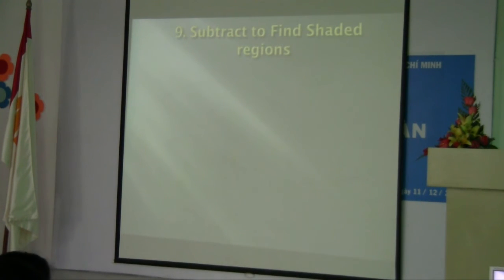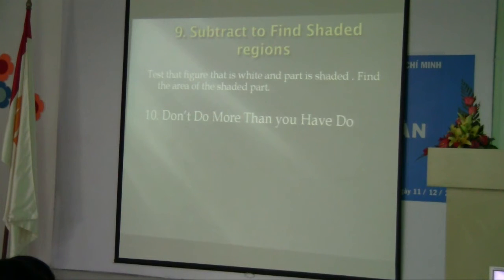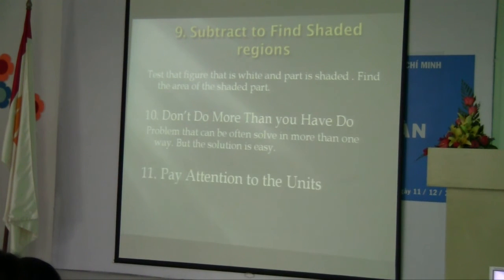Number 9: subtract to find shaded area. This is almost the same as number 6 and number 7. Number 10 is very easy to understand: don't do more than you have to do. Number 11: pay attention to units. Practice how to use the units correctly, because some students just get the answer and no more. The units are also important in the exam, because no units, wrong answer.